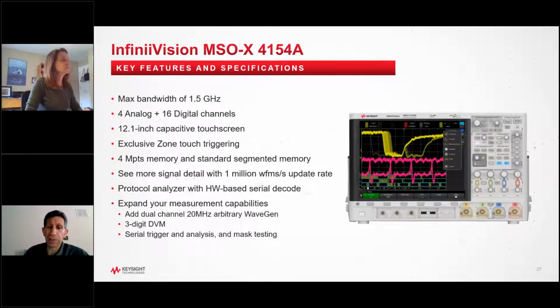So again, when we do this in person, we typically use this 1.5 gigahertz scope. Given the time here, I'm going to just advance through the slides and take a break.